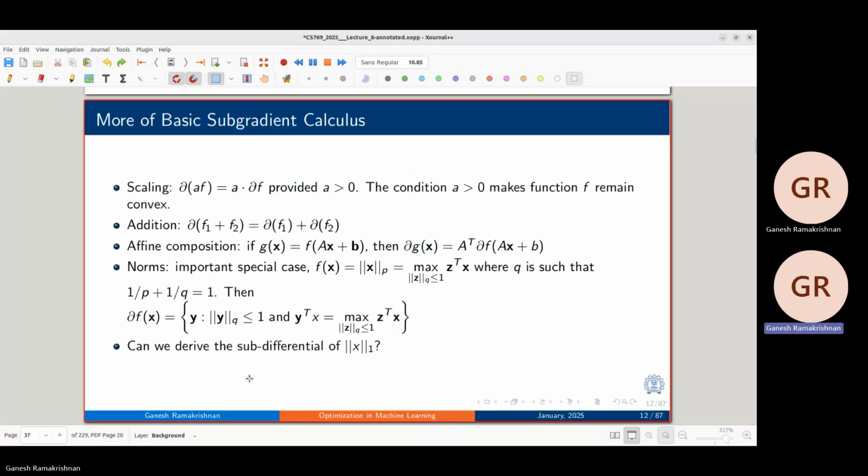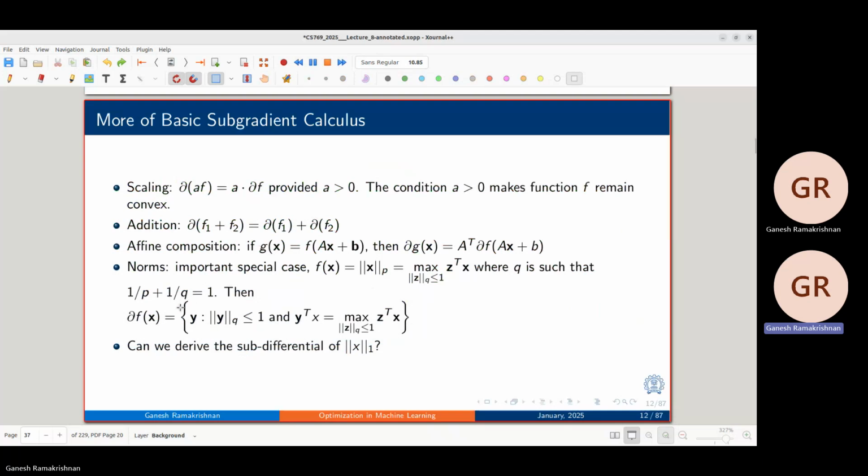So then the question is, you can basically write down, I mean, I've just plugged in the definition. So the subdifferential of f, when f is the P norm of x, is basically y such that the Q norm of y is less than or equal to 1. That's how it should be. And y transpose x, this is basically the support. y transpose x is the max of z transpose x. This is exactly what we did for S in the case of one norm. So try and plug in one norm. It will become very clear.